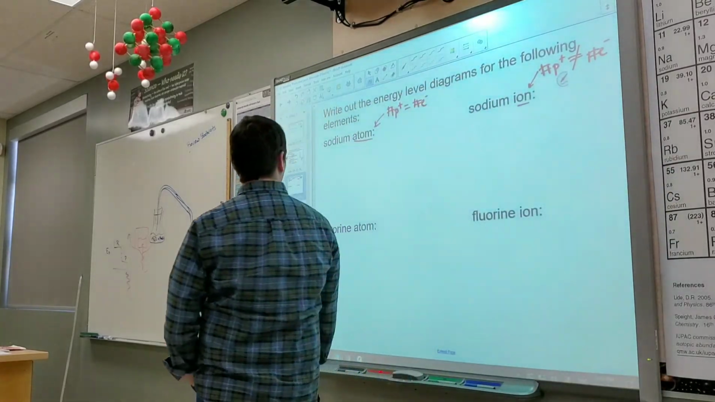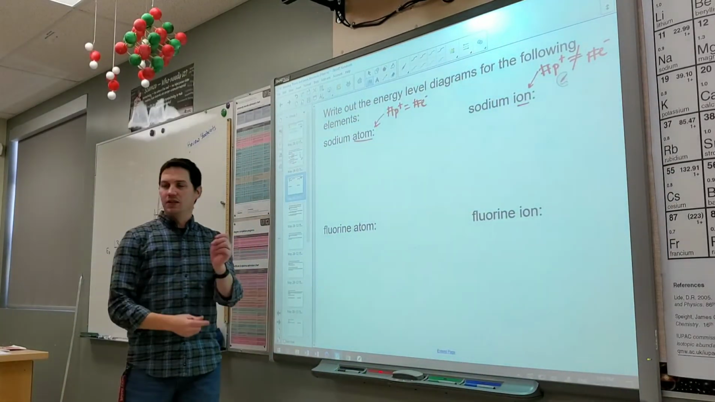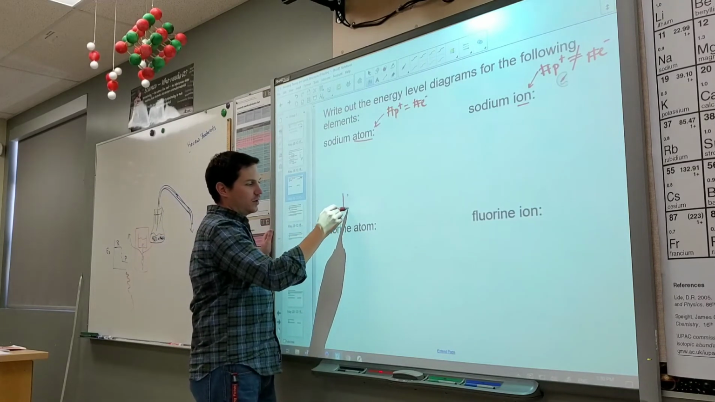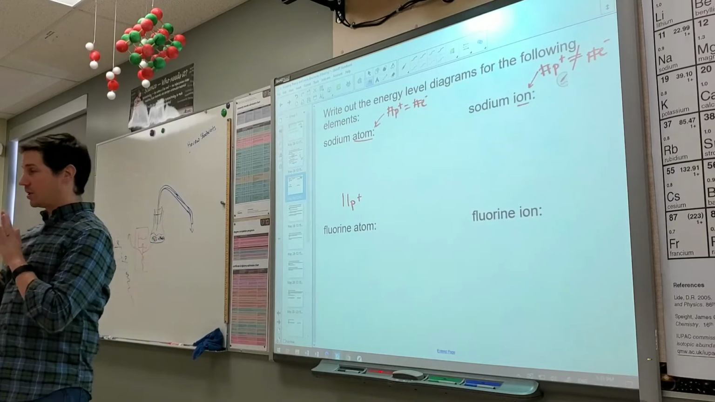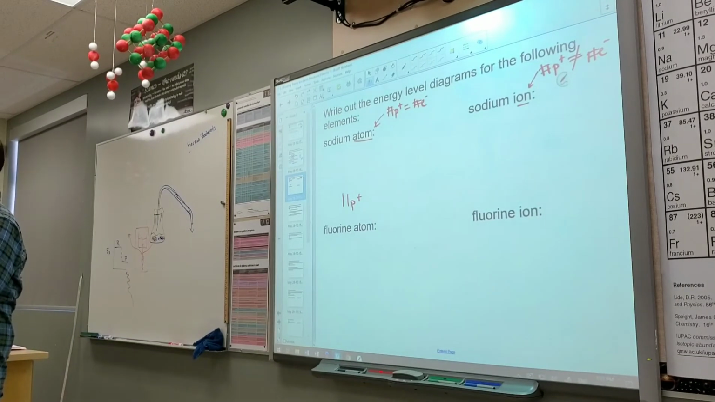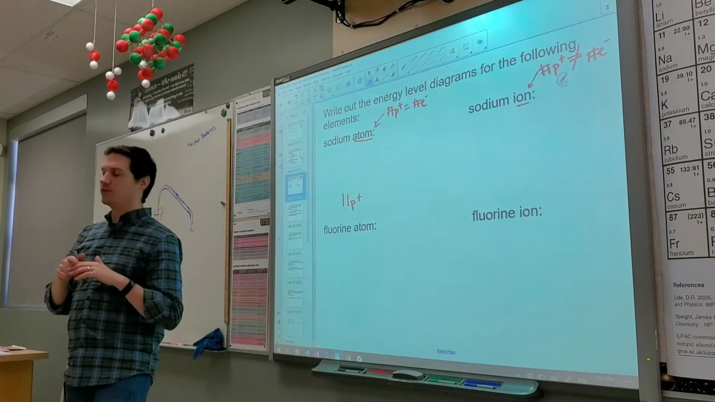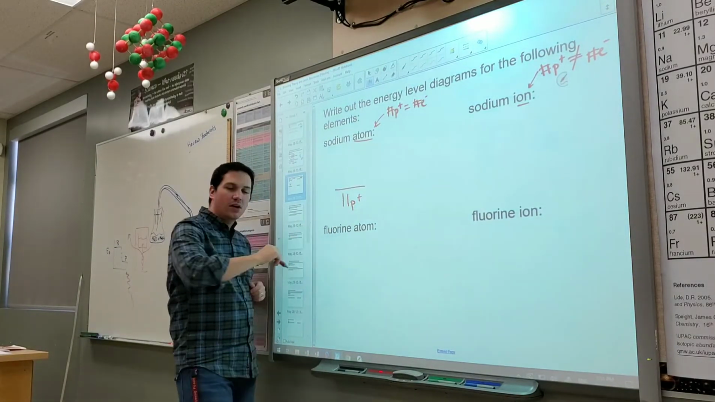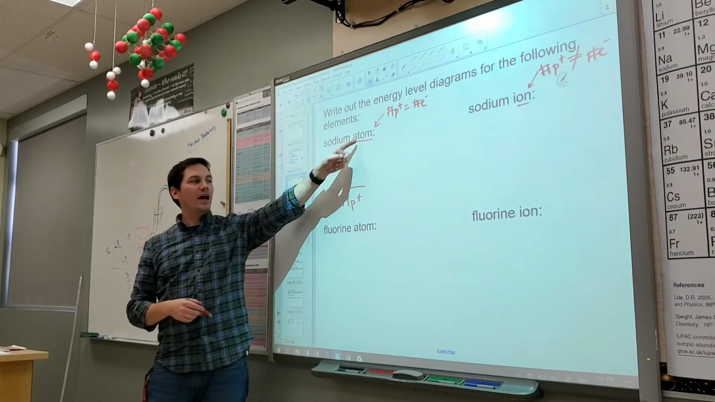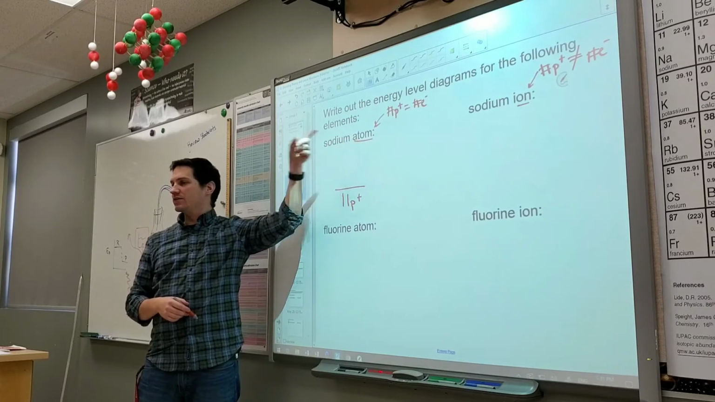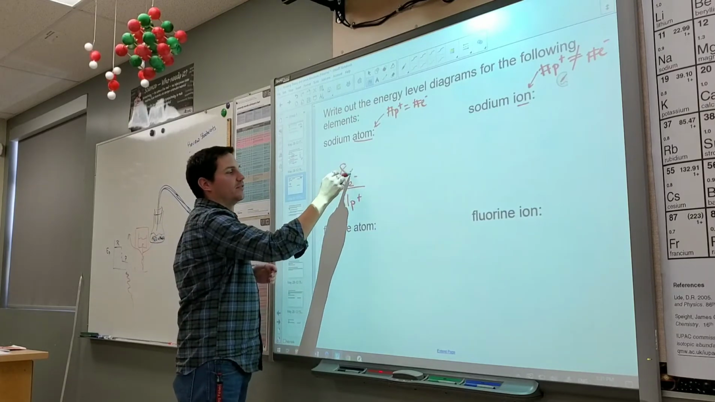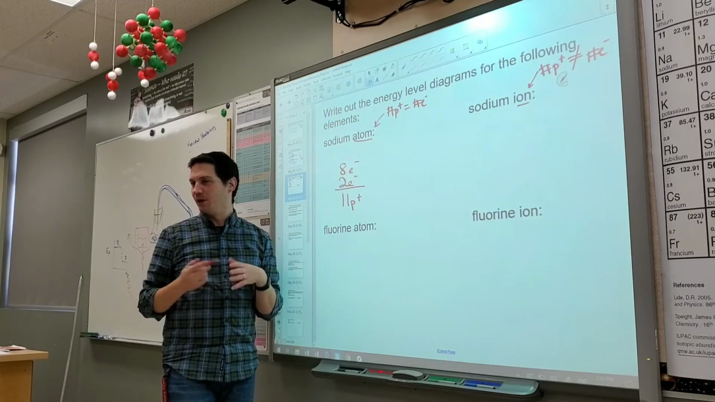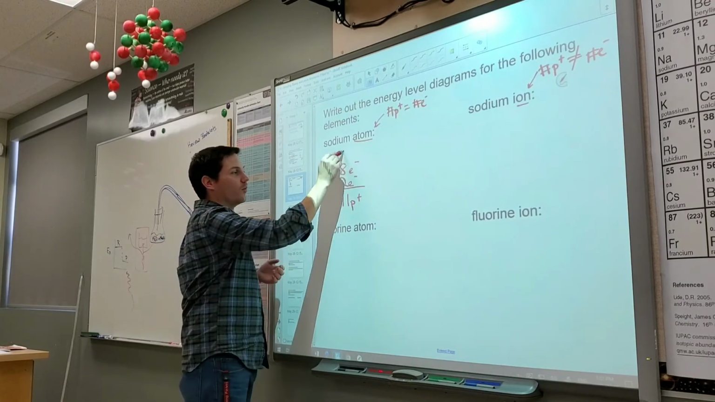So let's do the sodium atom. How many protons does sodium have? 11 protons. Now, can an atom lose protons? No, not in a chemical reaction. It can in a nuclear reaction, but not in a chemical reaction. So we've got 11 protons. Since we're an atom, how many electrons do we have to have? 11. So how many can fit in the first? How many can fit in the second? How many can fit in the third? 8. But do we have 8 left over? No, we've got 1 left over. Good.